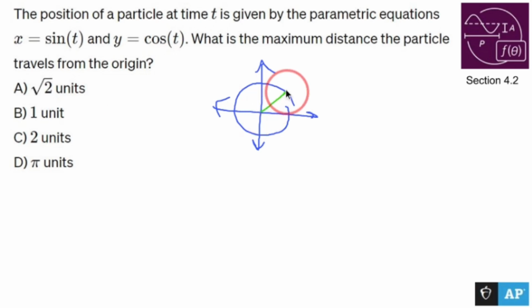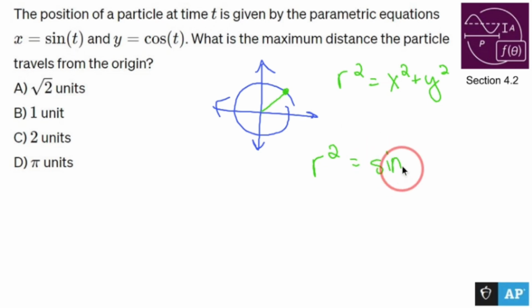Well, how do you find the radius of a circle? Well, r squared is going to equal x squared plus y squared. So in this case, r squared is going to equal x squared, which is sine squared t, and y squared is going to be cos squared t.